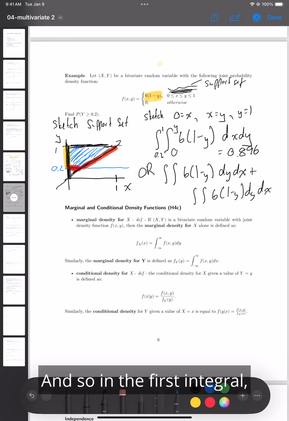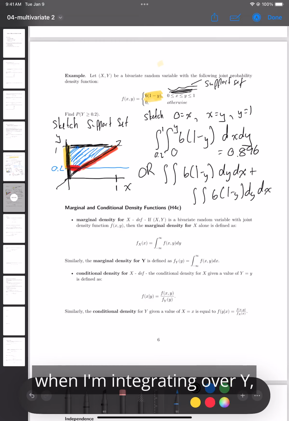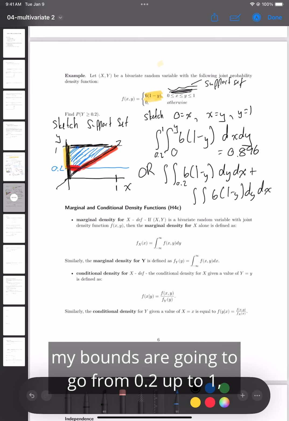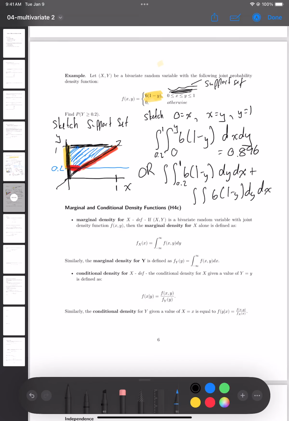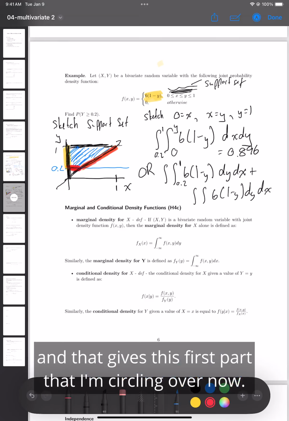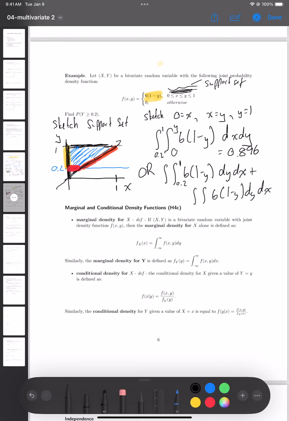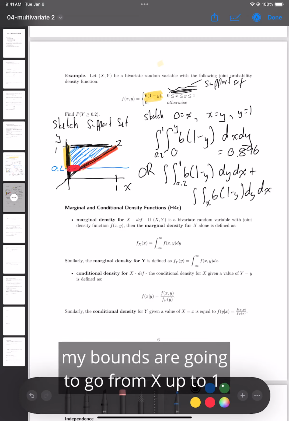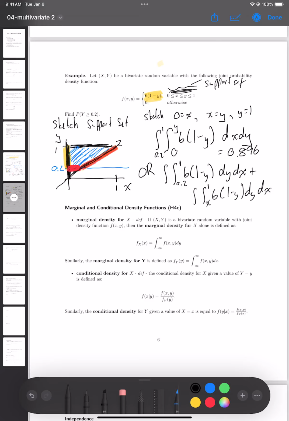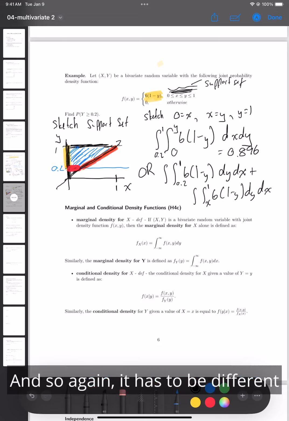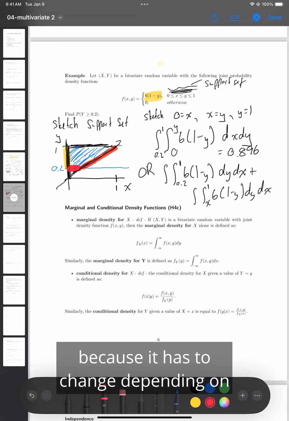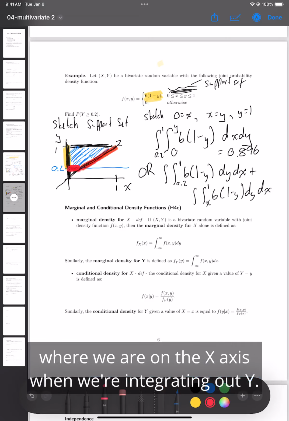And so in the first integral, when I'm integrating over y, my bounds are going to go from 0.2 up to 1. And that gives this first part that I'm circling over now. But in my second one, my bounds are going to go from x up to 1. And so again, it has to be different because it has to change depending on where we are on the x-axis when we're integrating out y.